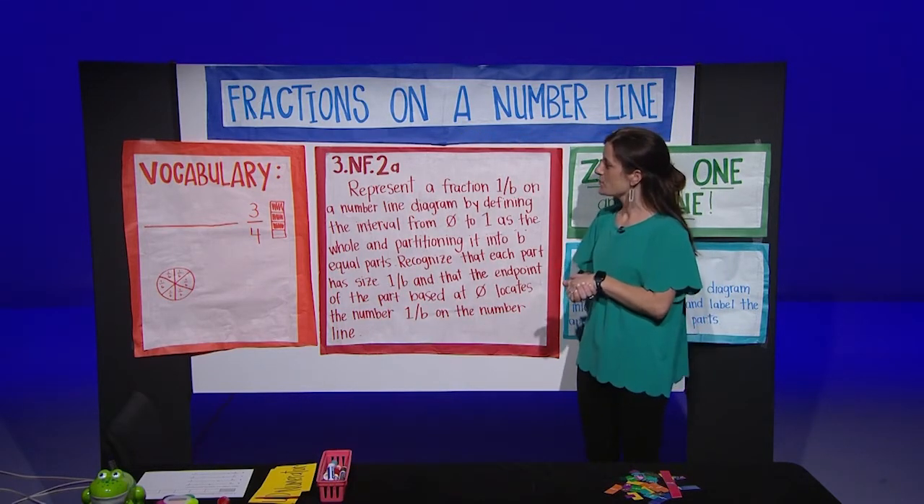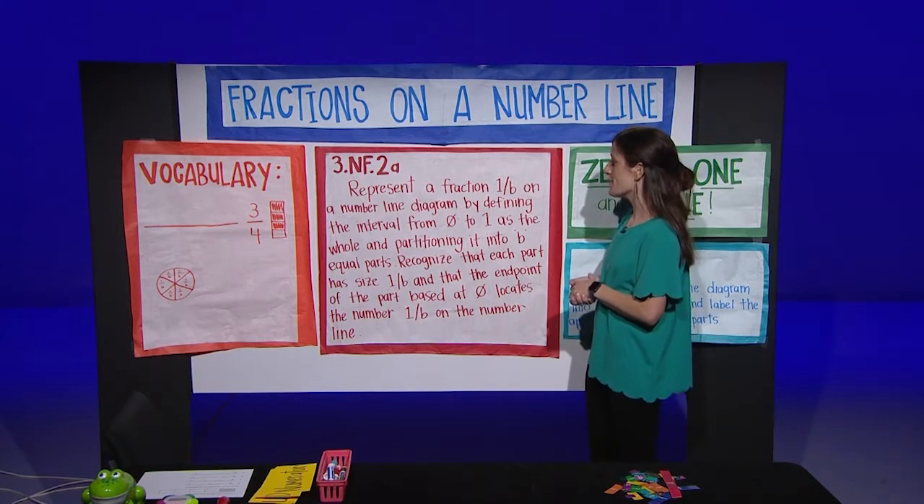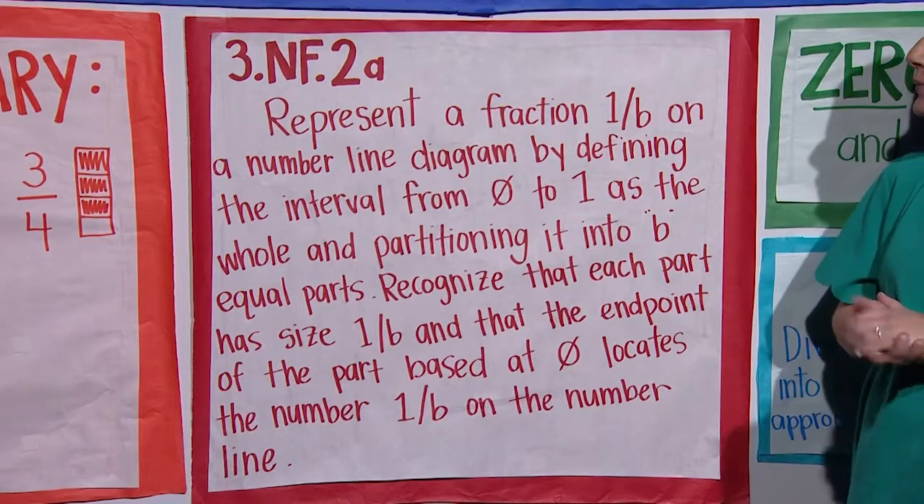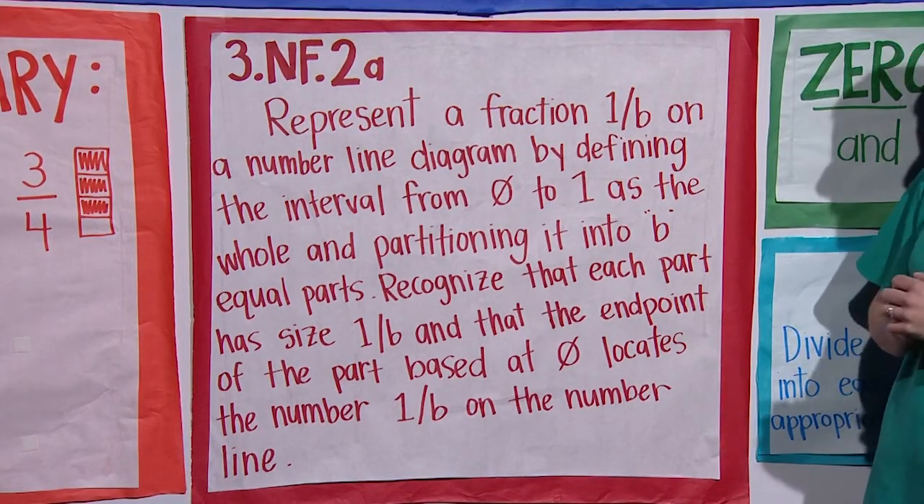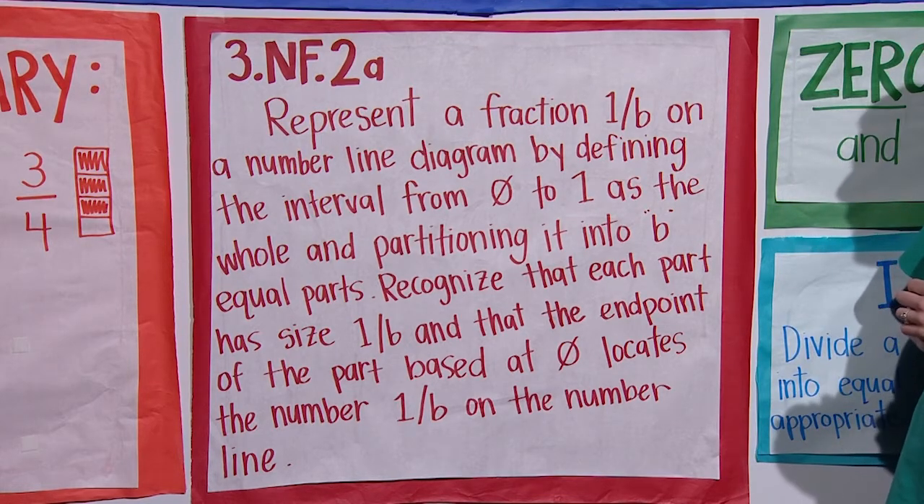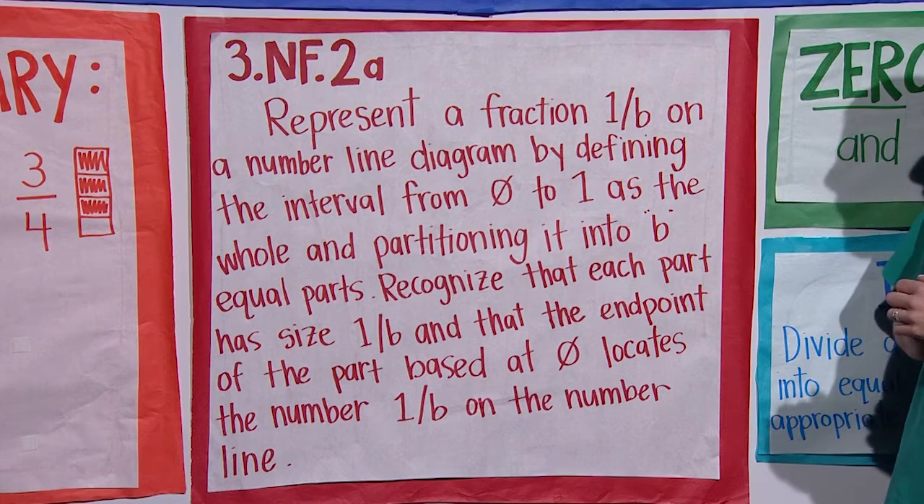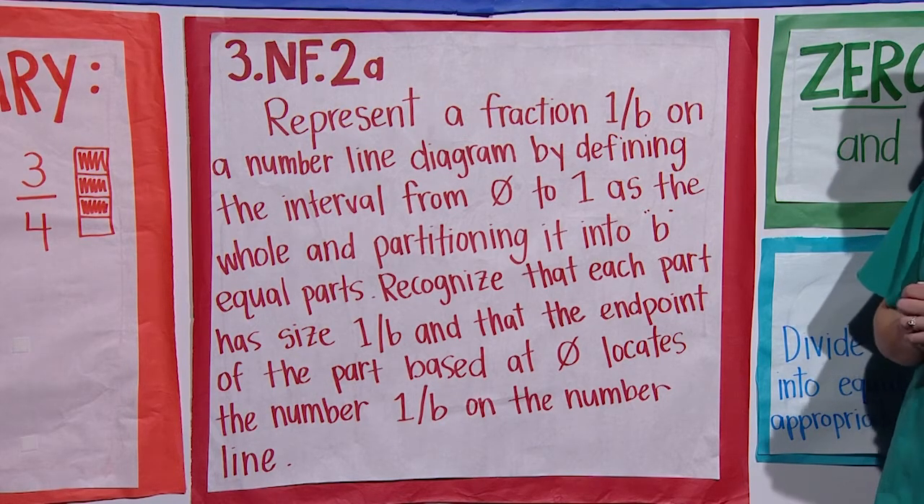3.NF.2.A states: represent a fraction 1/b on a number line diagram by defining the interval from 0 to 1 as the whole and partitioning it into b equal parts. Recognize that each part has size 1/b and that the endpoint of the part based at 0 locates the number 1/b on the number line.